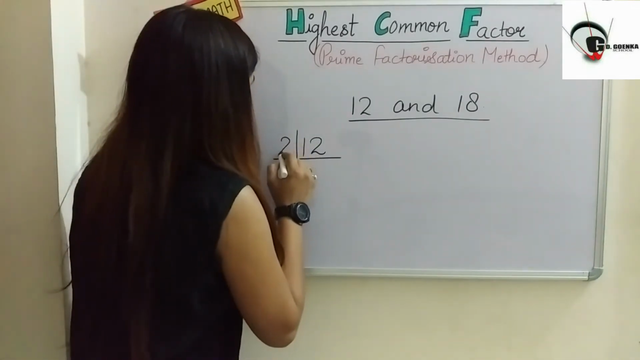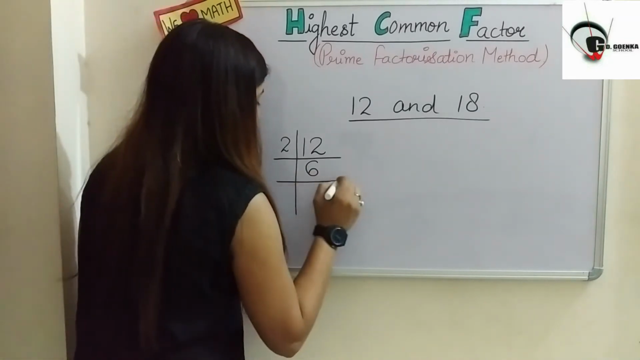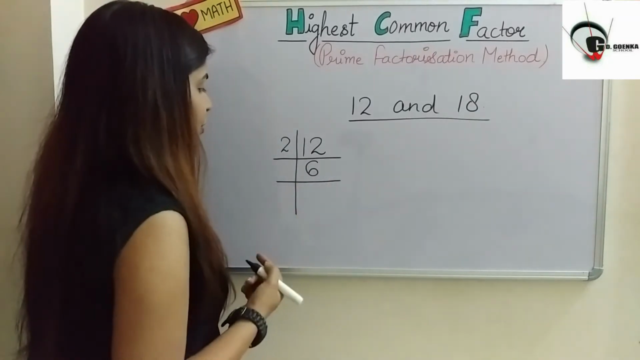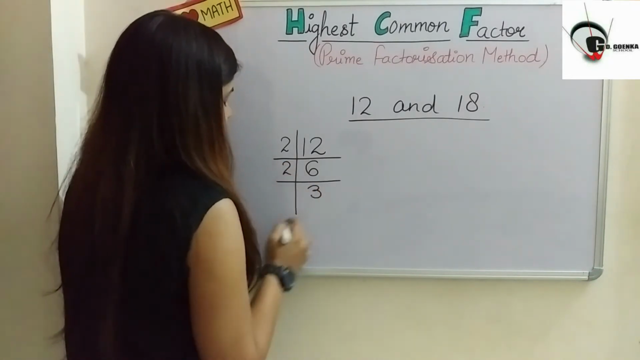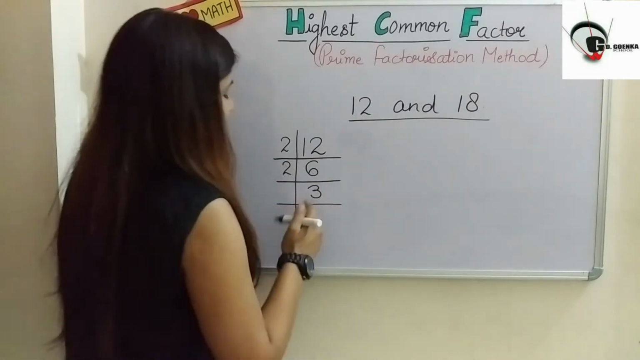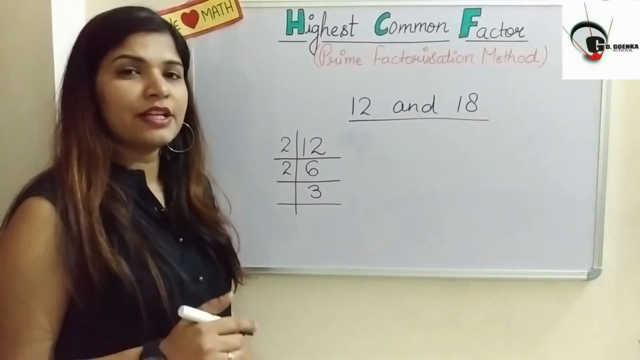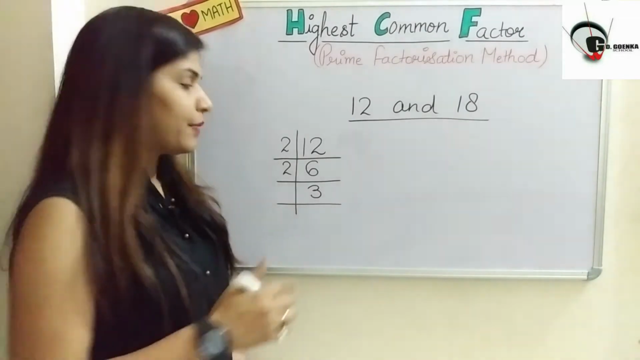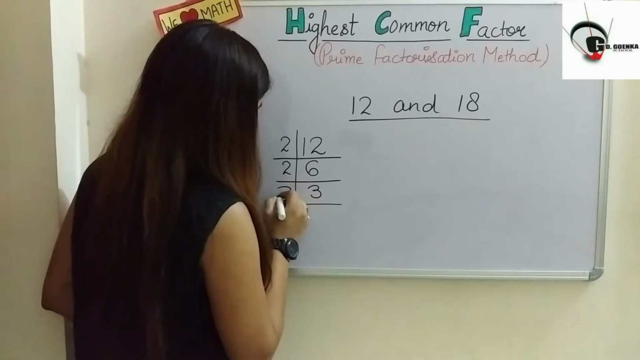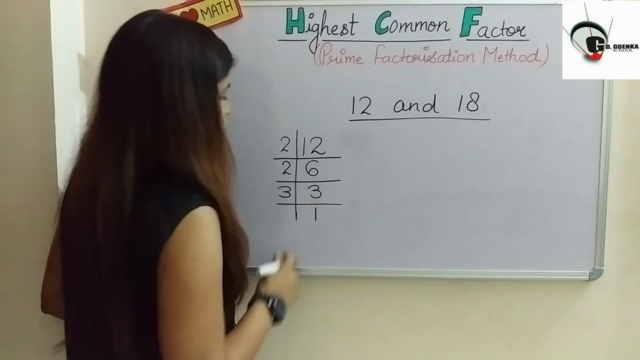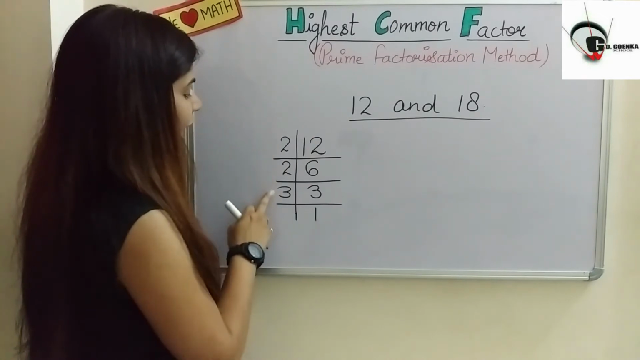Yes, 2 sixes are 12. Again, let me check with 2 again. Yes, 2 threes are 6. Now we are left with 3. Will 3 be divisible by 2? No, because 3 is itself a prime number, so it will be divisible by itself. 3 ones are 3. So these are the prime factors of 12, that is 2, 2 and 3.